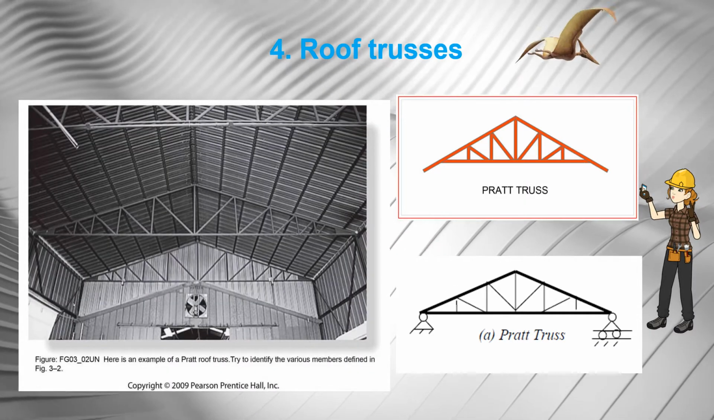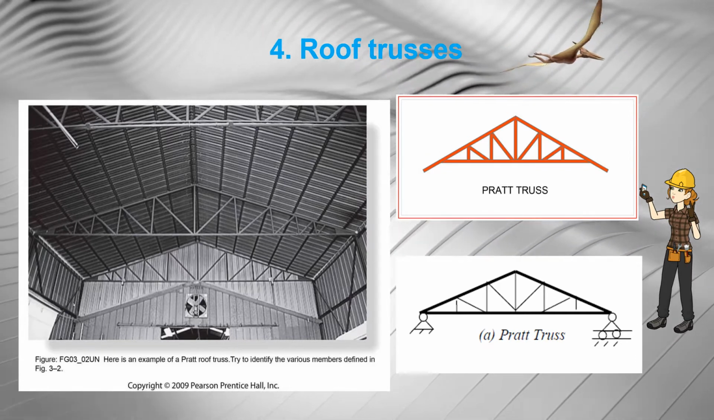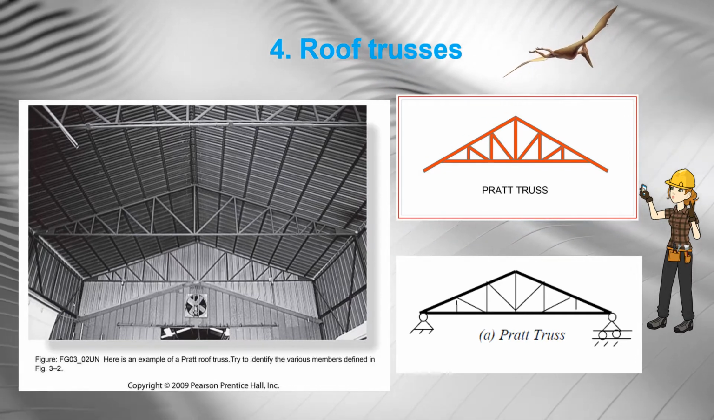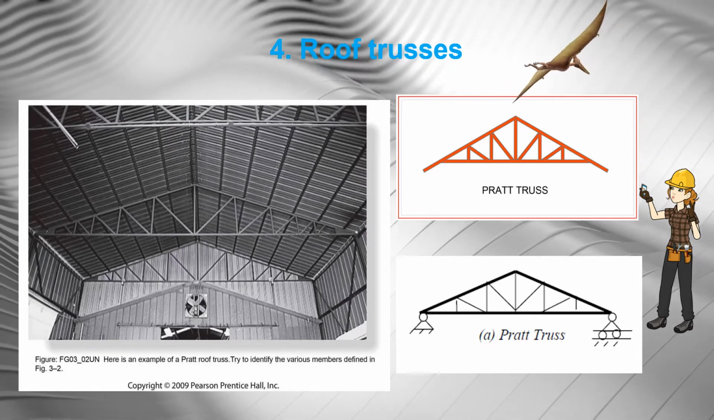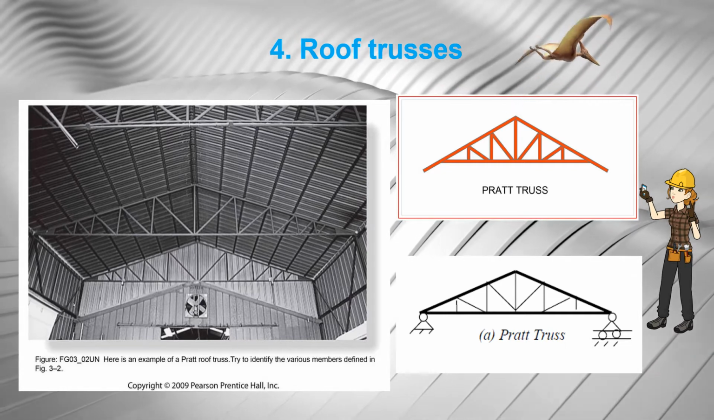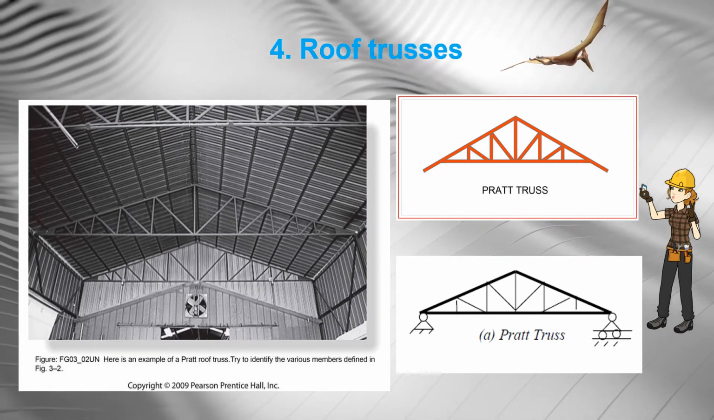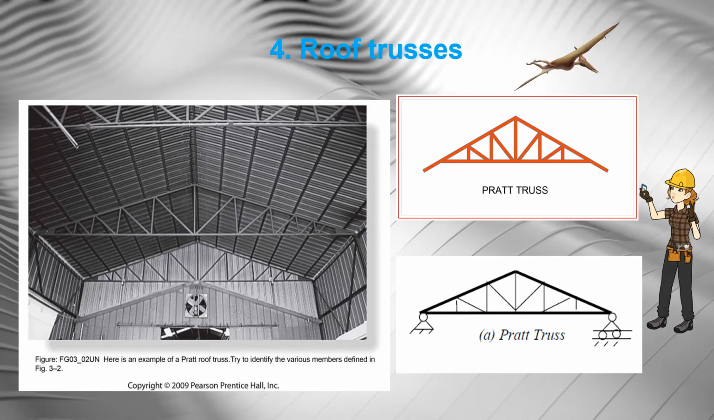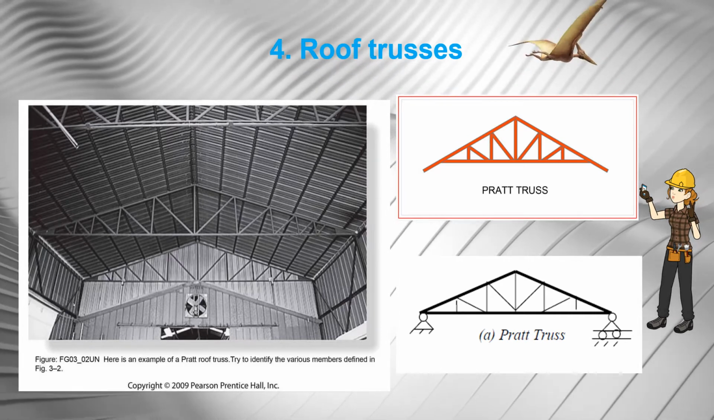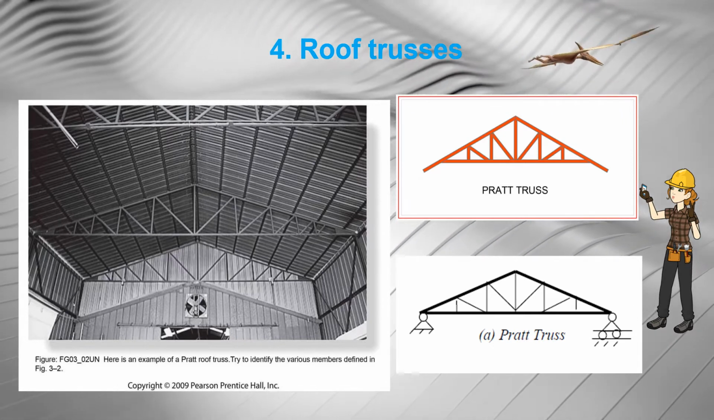Number 4. Roof trusses. Most common types of roof trusses are pitch roof, wherein the top chord is provided with a slope in order to facilitate natural drainage of rainwater and clearance of dust accumulation. These trusses have a greater depth at the midspan.